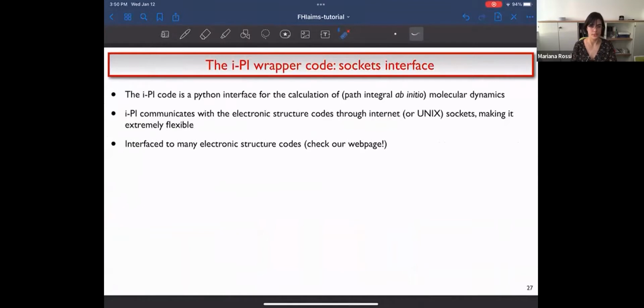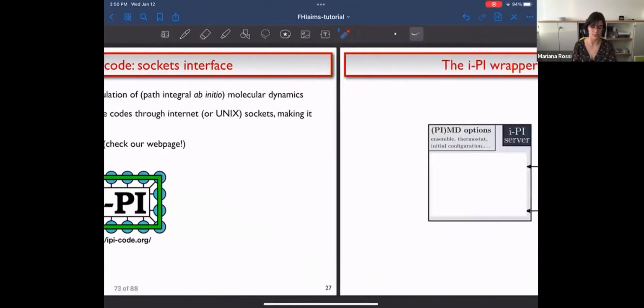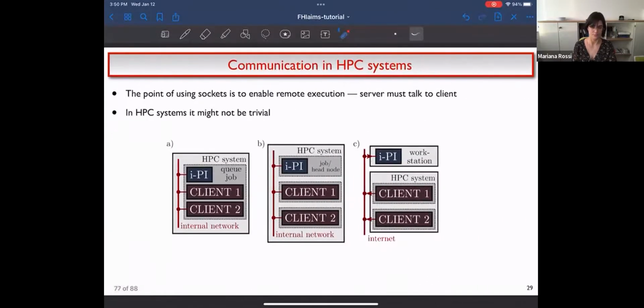Today you'll be working with the i-PI code. The i-PI code is a Python interface for the calculation of molecular dynamics, also for path integral molecular dynamics, which we don't talk about today. And it communicates with the electronic structure code through internet sockets, so it's very flexible. It's interfaced to many electronic structure codes. FHI-aims is one of them. You can check this web page here if you want to know more about the code. I won't talk much more about the code because you will see it in the exercises this afternoon and tomorrow.